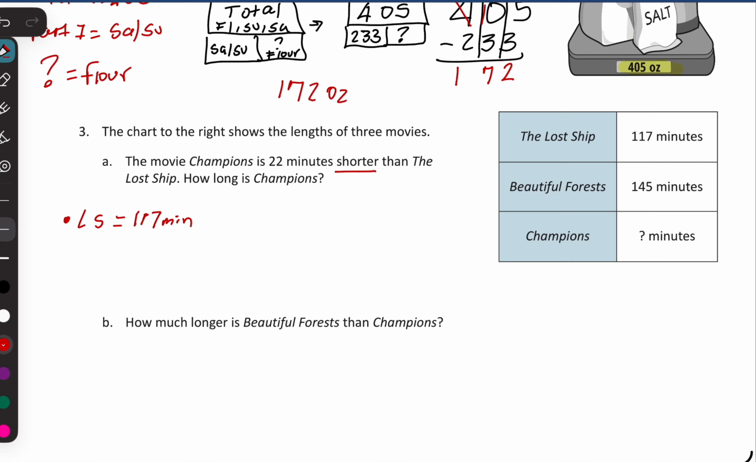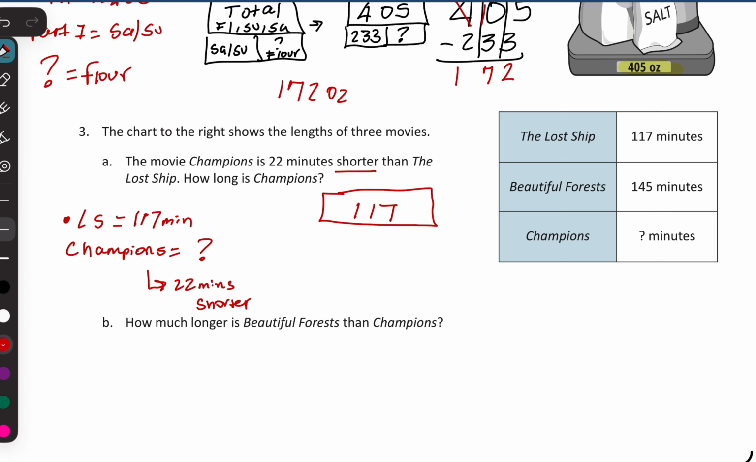Okay, and I'm looking for Champions. Okay, I'm going to use that here. That's the question mark. So I got to figure out how long Champions is. Since it's shorter, I will be using subtraction. But it does say our clue is that it's 22 minutes shorter. So I'm going to take that clue and I'm going to use it. So I have 117. I'm going to use a strip diagram first.